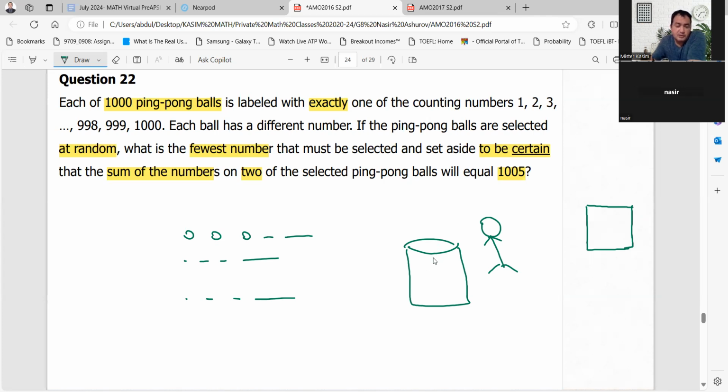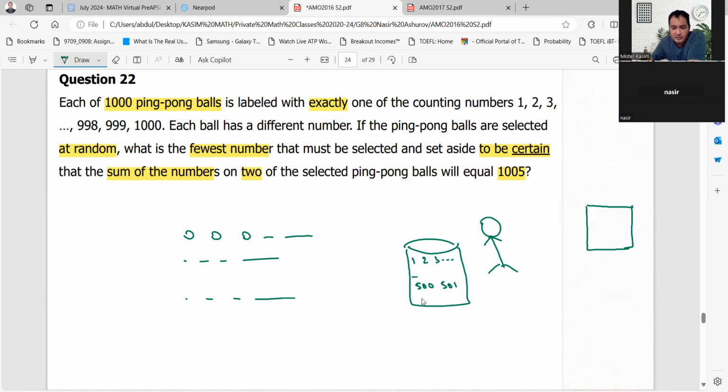The first ball is, what is it? The worst scenario is the first ball is 1. The second one is 2. The third one is 3, dot, dot, dot, and here I have 500. Now, if you pick any two numbers from 1 to 500, the sum is not equal to 1005, right? Yeah. And now our next one is 501.